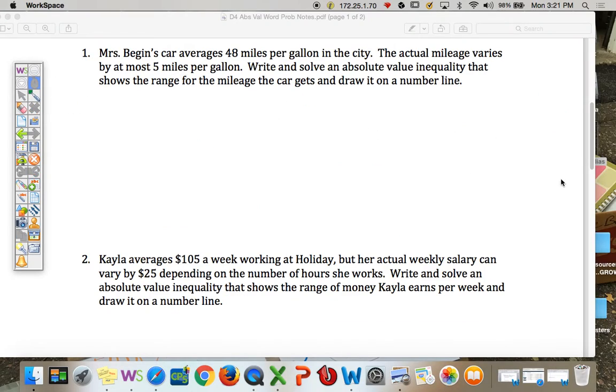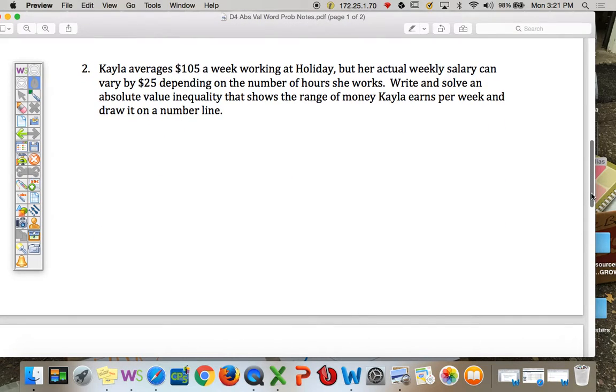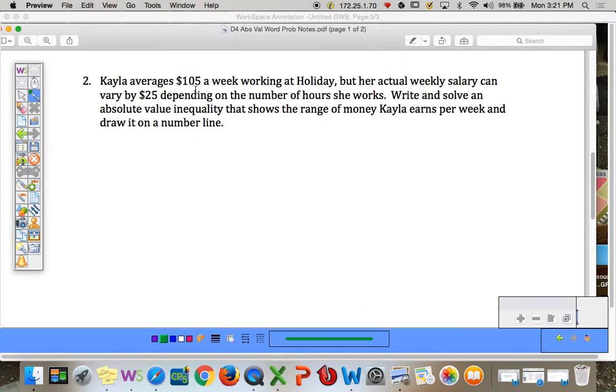All right, let's try the next one. Kayla averages $105 a week working at Holiday. Her actual weekly salary can vary $25 depending on the hours she works. Write and solve an absolute value inequality that shows the range of money she earns per week. Draw it on a number line.